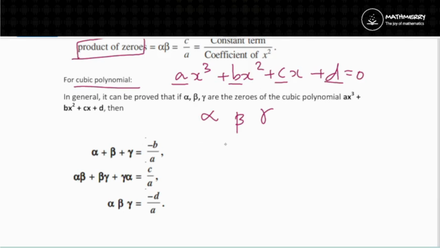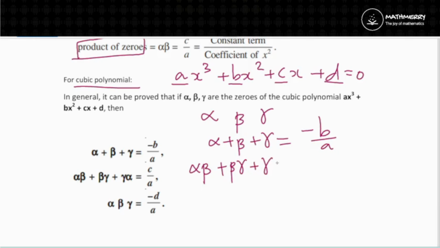Now here the sum of the zeros, that is alpha plus beta plus gamma, is minus b by a, just like before. So minus of the coefficient of x square divided by the coefficient of x cube. The next relationship is alpha into beta plus beta into gamma plus gamma into alpha, which is c by a, where c is the coefficient of x and a is the coefficient of x cube.